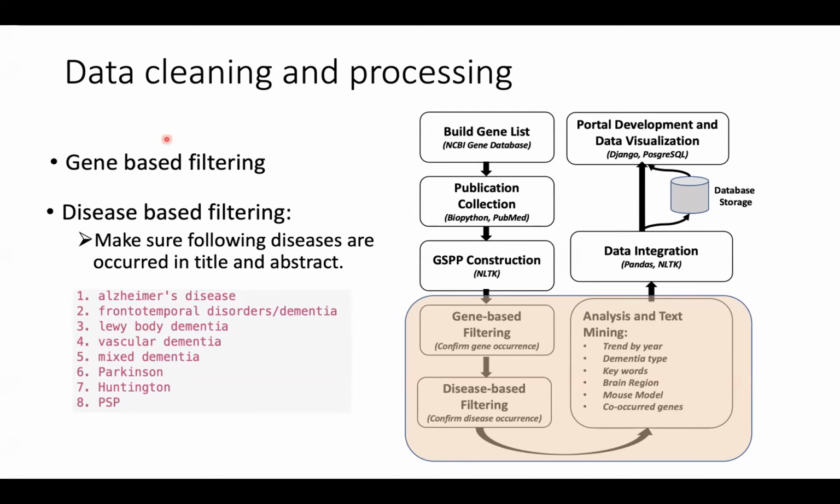Another filtering we did is a disease-based filtering, because the mechanisms for AD processing are similar to some other neurodegenerative diseases. So we include 8 different diseases here. Here is a list of all the diseases we included. We extract information from the title and abstract, making sure that these diseases occur in the title or abstract. After these two steps of filtering, we have a much cleaner set of GSPPs in our data set.